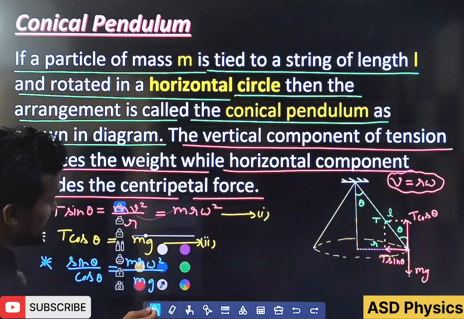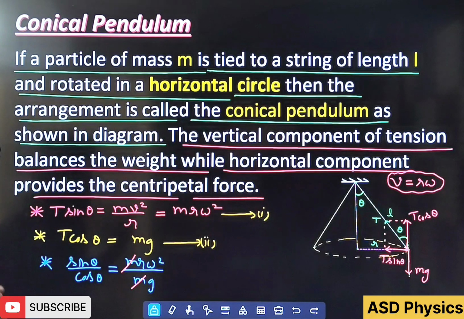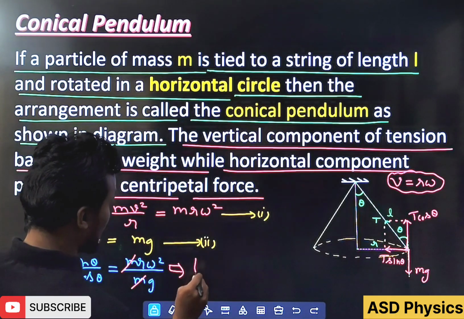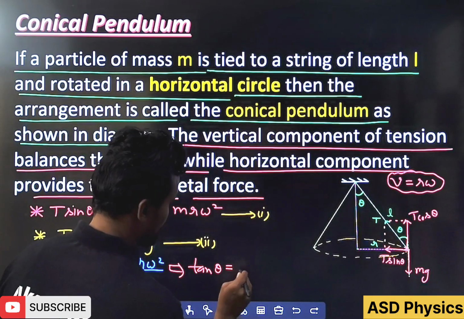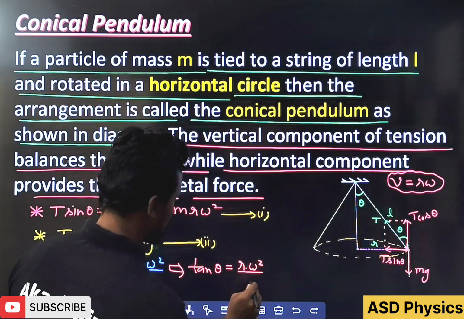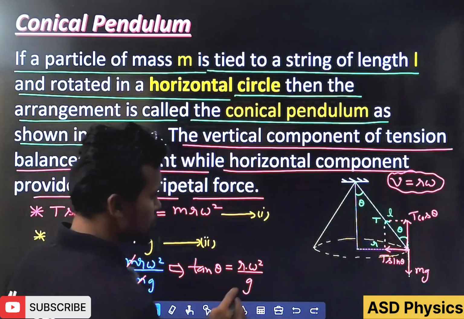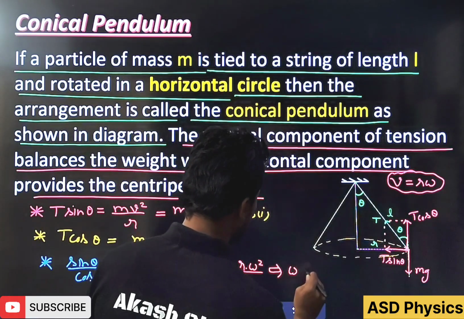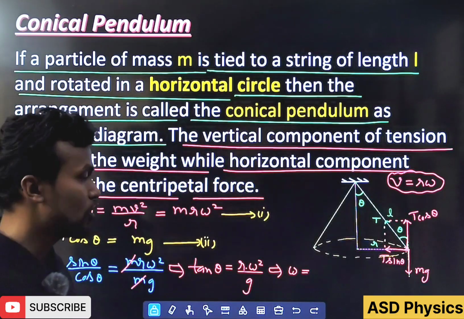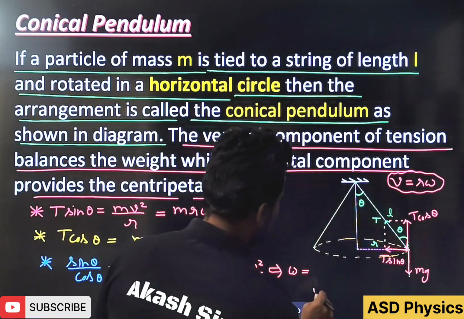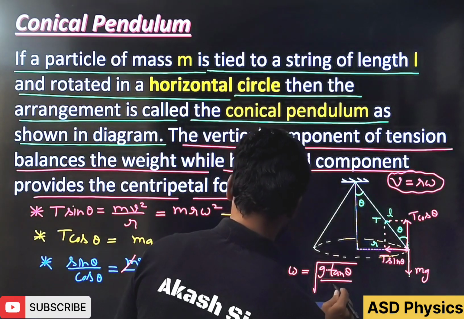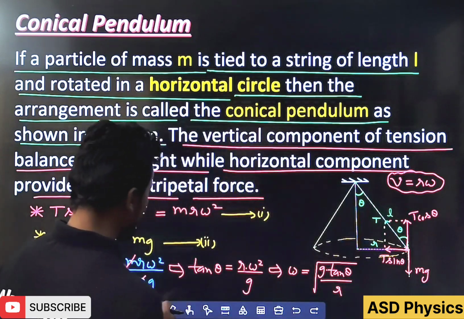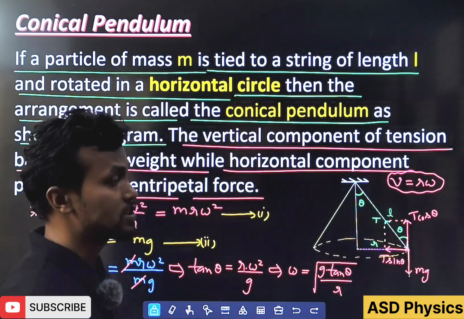So what will cancel out on both sides? See, this m and this m cancel. So we can write, this tan theta is equal to r omega square by g. So from here, if I write the value of omega, kindly see here, it will become square root of g tan theta by small r.